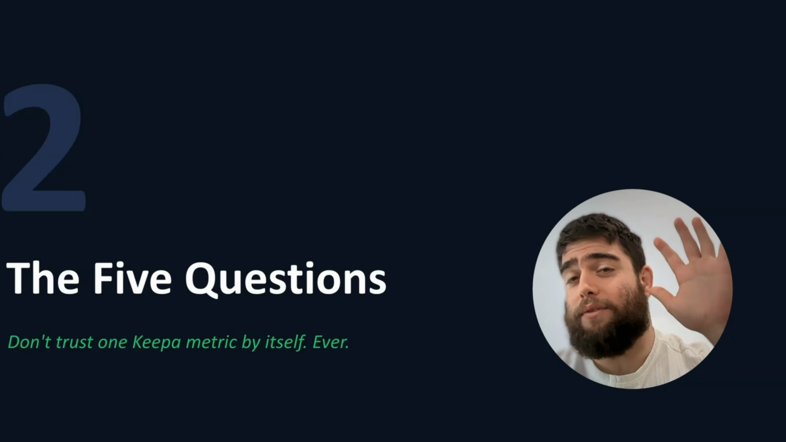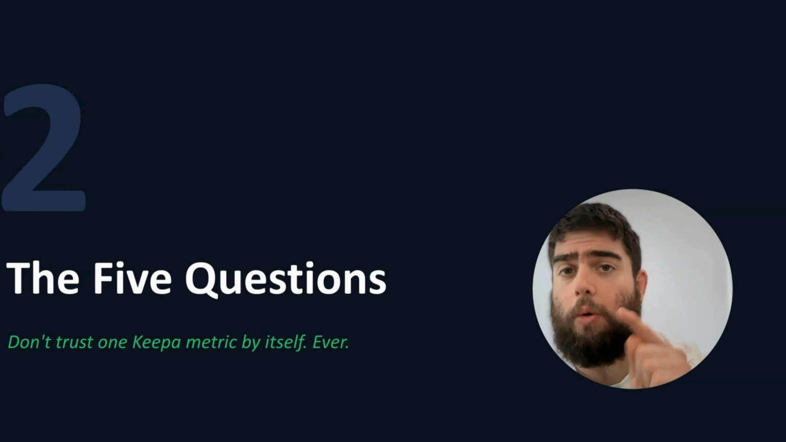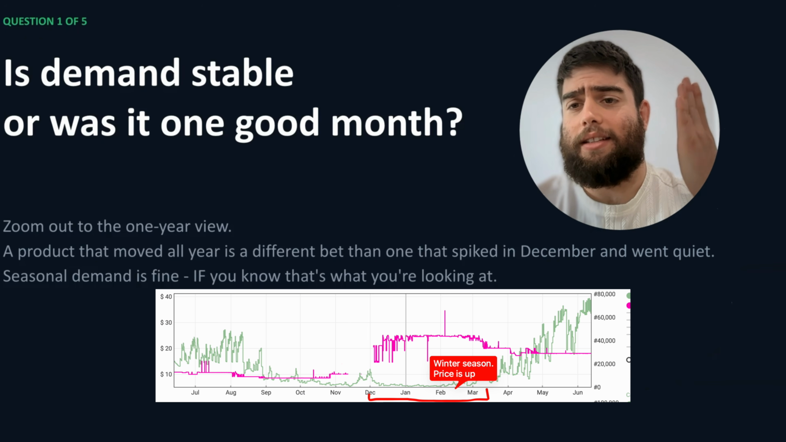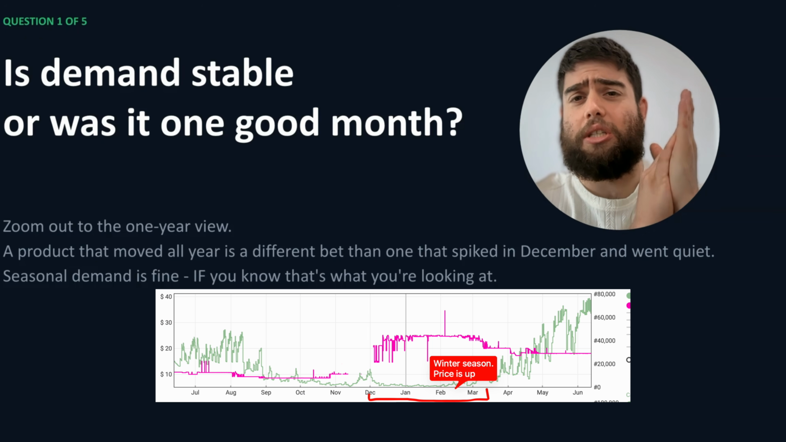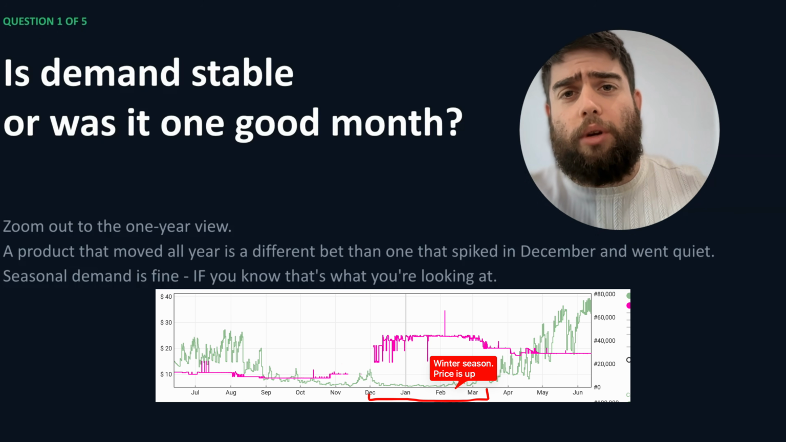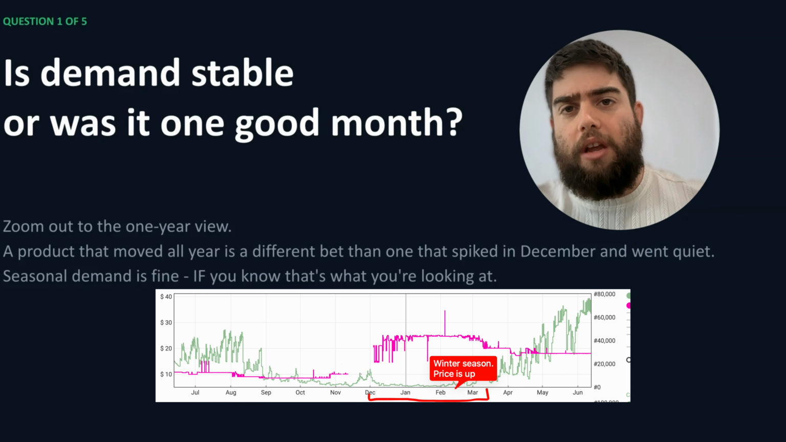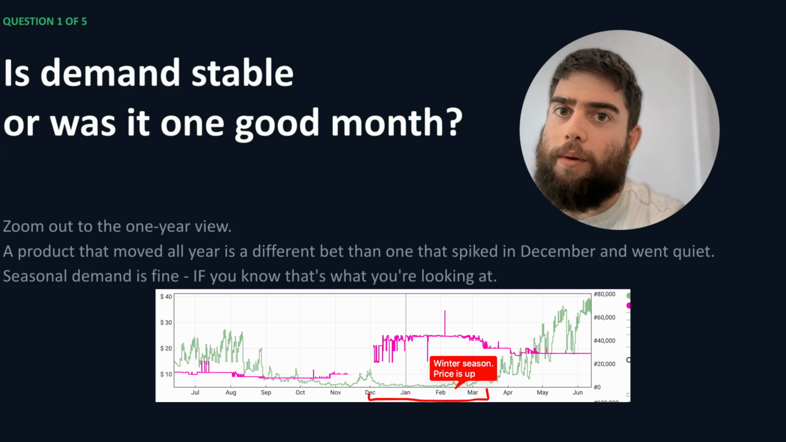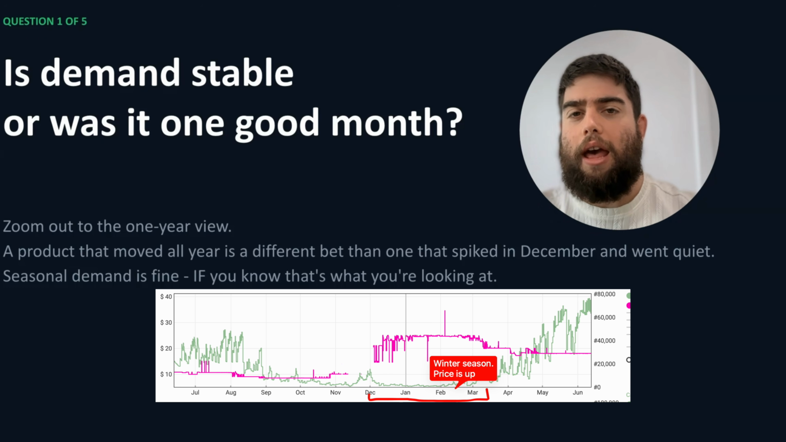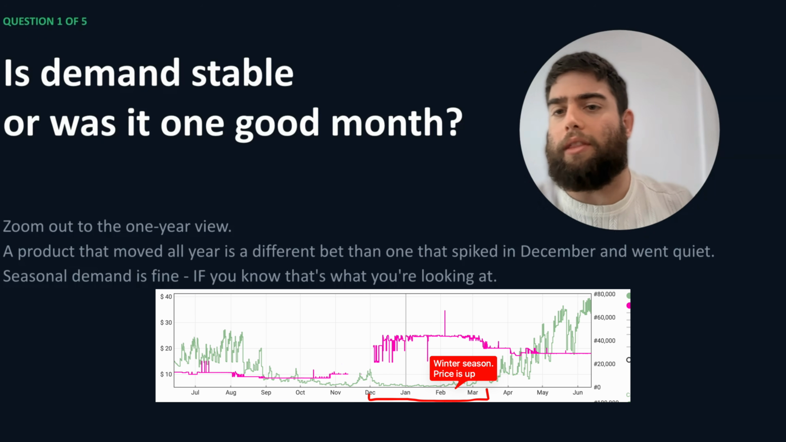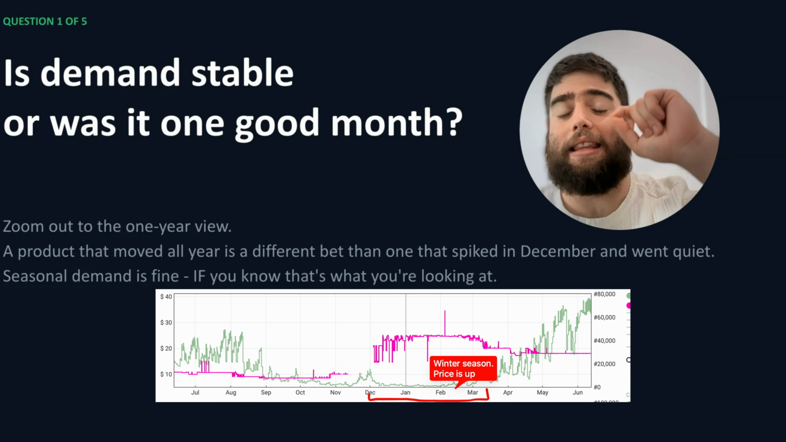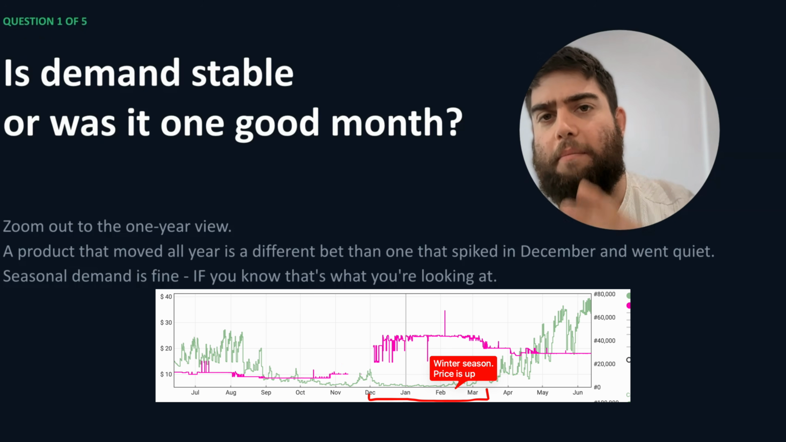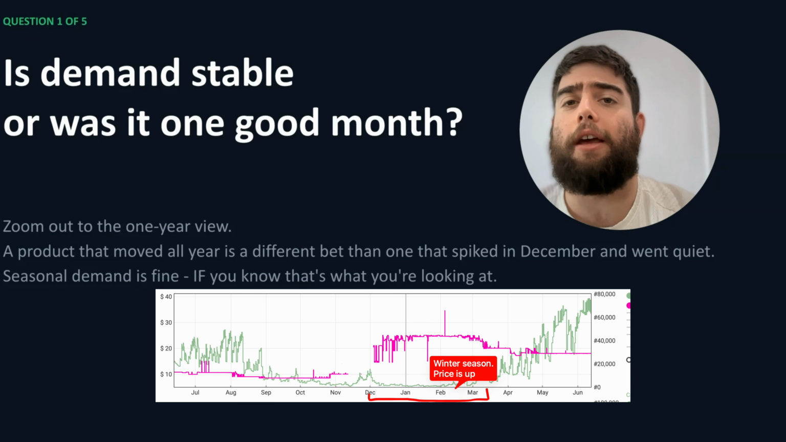So here are the 5 questions to ask yourself when you arrive on a Keepa chart to see if something is purchasable or not. Is the demand stable, or was it just a spike of a month? Zoom out to the 1-year view on Keepa. See the whole history, not just a specific time, because there could be seasonal things that sell in December are probably not going to sell in the summer, and your lawn fertilizer is not going to sell in the winter.